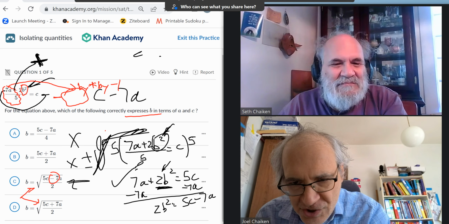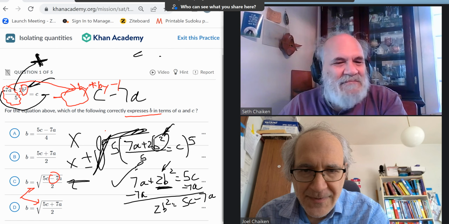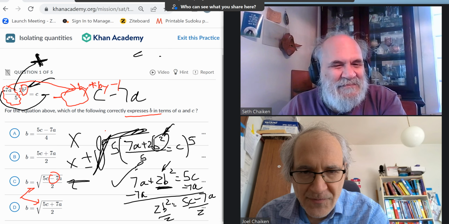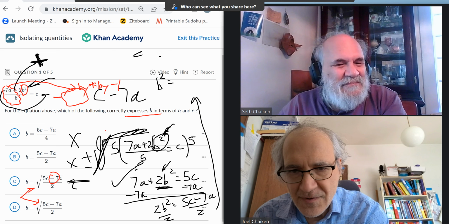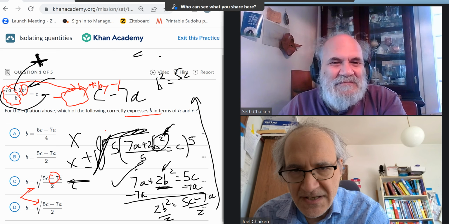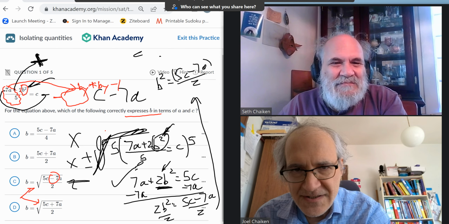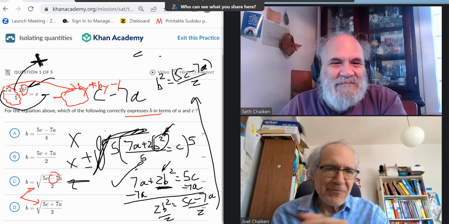Now that there's a 2 next to the b squared, we have to divide both sides by 2. I'm running out of space, so I'll just go up here and do that. And we get b squared is 5c minus 7a divided by 2. You're welcome to put parentheses around that. You don't really need to. Now we're only 1 step away.